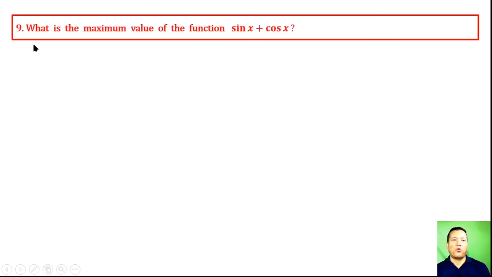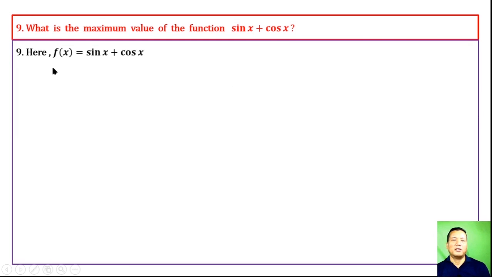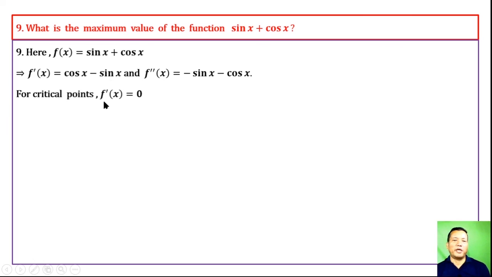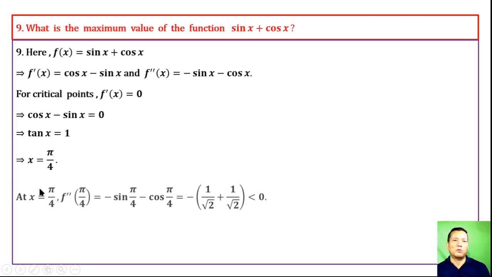Question number 9. What is the maximum value of the function sin x plus cos x? Let f of x equal to sin x plus cos x, whose first order derivative and second order derivative are this and this. For critical points, f dash x equal to 0 gives cos x minus sin x equal to 0. Solving, tan x equal to 1 gives x equal to pi by 4.